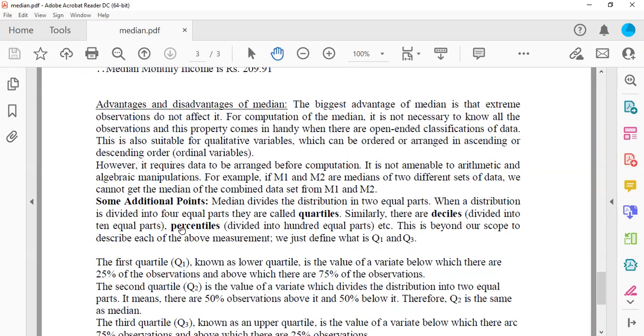When a distribution is divided into four equal parts, as in a bank where you see terms like first quarter, second quarter, third quarter, fourth quarter, right? When a distribution is divided into four equal parts, they are called quartiles. First quartile, second quartile, third quartile, fourth quartile, and so on. They divide the distribution into four equal parts.